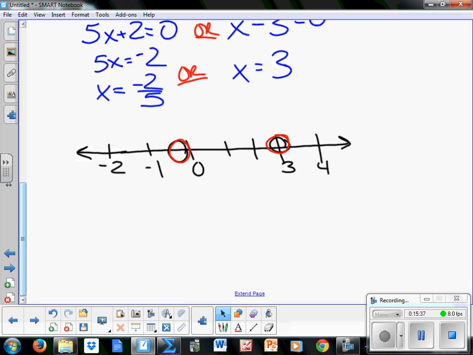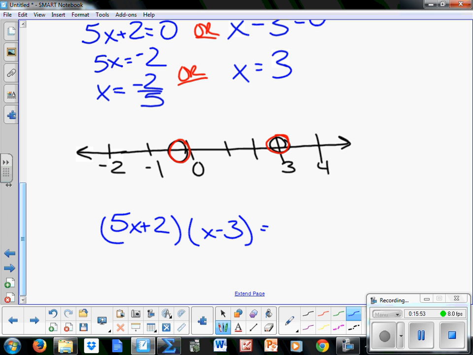Now this piece I'm going to work through the other method of testing points to give us another option, just so that this is the one we did in class. So if this is the option you like better, you can review it. Okay? So what I'm looking at is if we have two factors of 5x plus 2 and x minus 3, and we want it to be greater than 0, that means we want it to be positive.